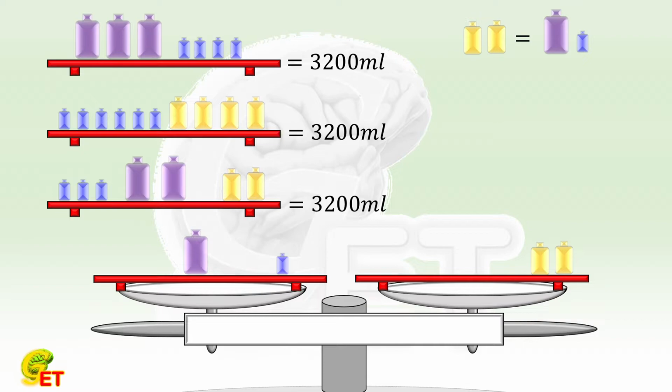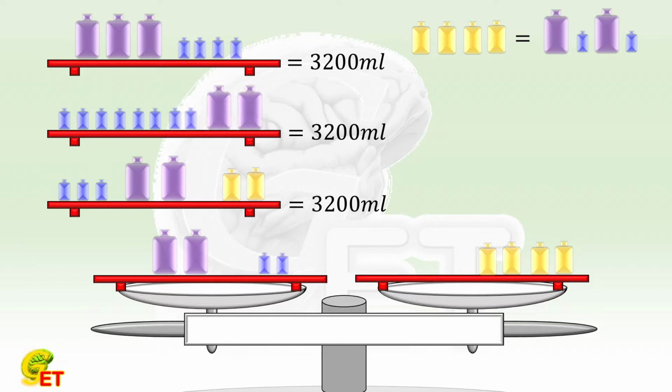We see that on the second shelf there are 4 medium-sized bottles. So we double both sides of the scale to get 4 medium-sized bottles equal to 2 large bottles plus 2 small bottles. Therefore, we can replace the 4 medium-sized bottles on the second shelf with these 2 large and 2 small bottles, resulting in 2 large and 8 small bottles.